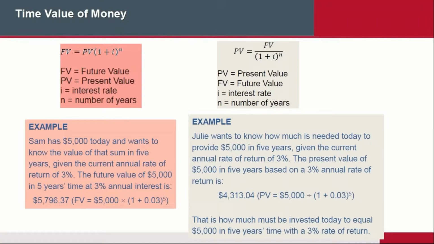How much money do I have to invest right now at a certain rate of interest in order to have $100,000 at age 65? So the present value formula is very, very useful when you want to figure out how much money is needed, or how much money a person wants at a future date, and how much money they have to invest today. So these two formulas are very, very important.